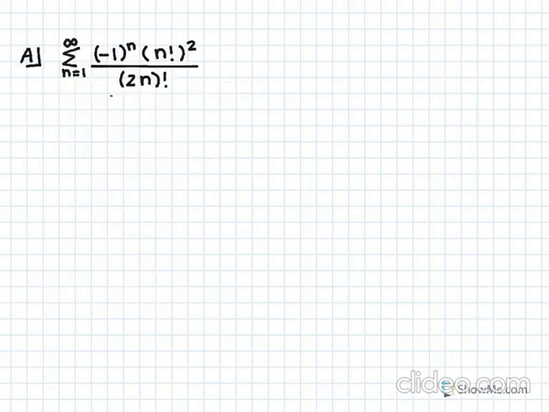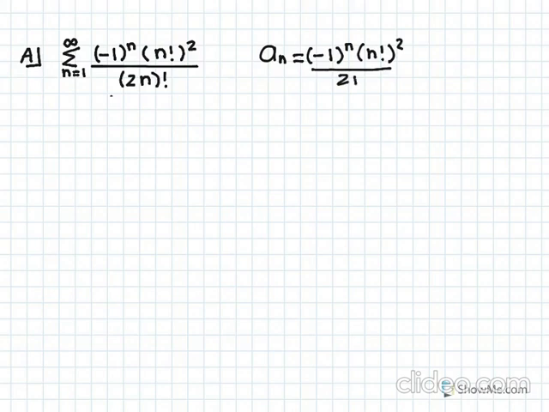Let's look at question A first. Here we have summation n equals 1 to infinity, negative 1 to the n times n factorial squared divided by 2n factorial. We will apply the ratio test with a sub n equal to negative 1 to the power of n times n factorial squared divided by 2n factorial. So applying the ratio test, L is equal to the limit as n approaches infinity of the absolute value of a sub n plus 1 divided by a sub n.